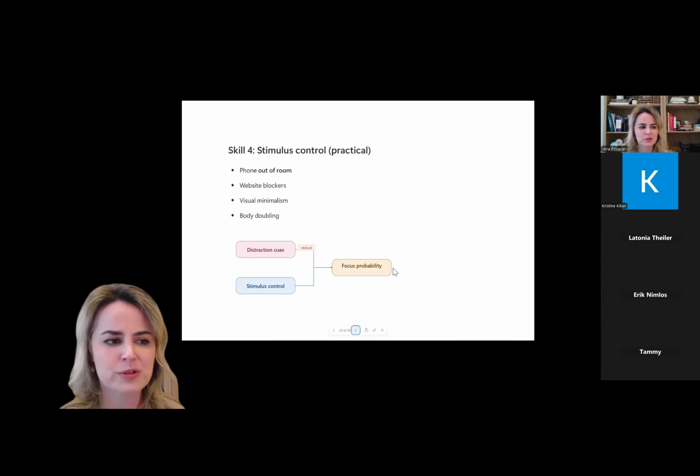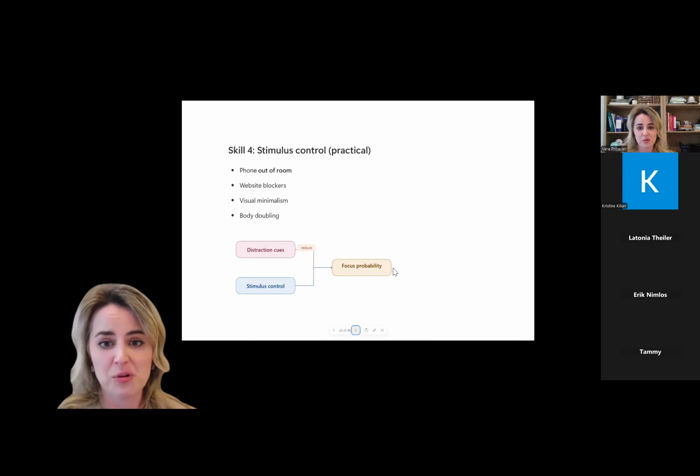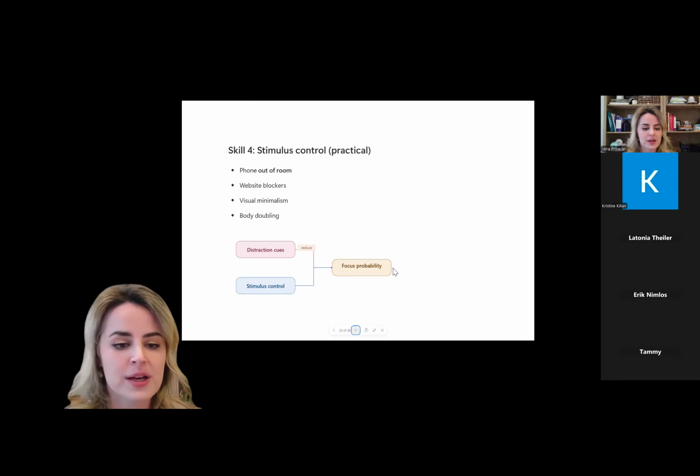If they're visually very stimulating, bright, colorful, and just busy, full of text or full of photos, that can be overwhelming and hard and distracting for an ADHD brain as well. So consider making some changes there.